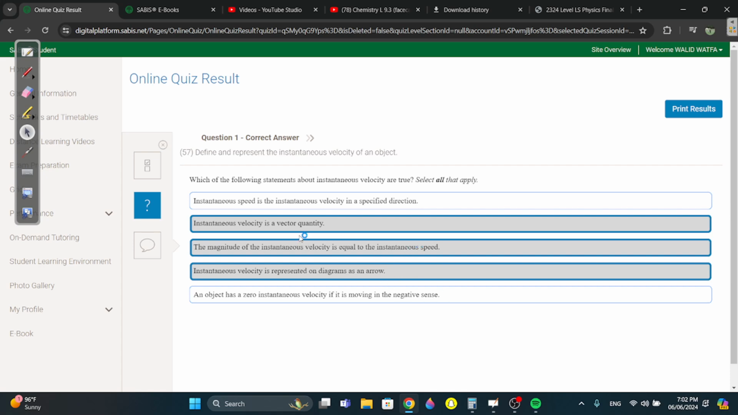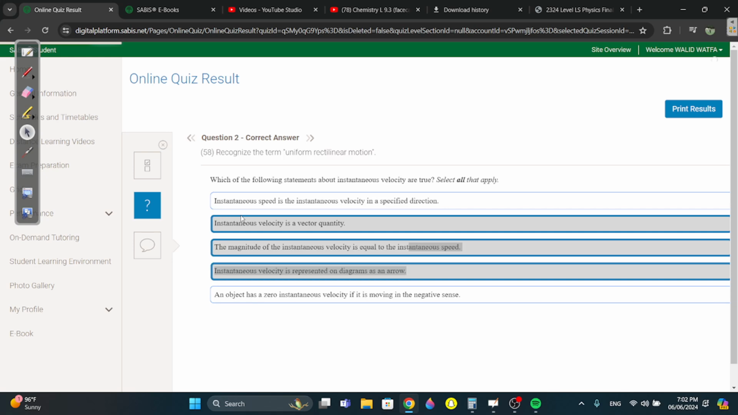I don't think I have to explain that. Instantaneous velocity is represented on diagrams. These questions, they come. Is speed velocity in a direction? Of course not. Does it have zero instantaneous velocity if it's moving? Of course not.